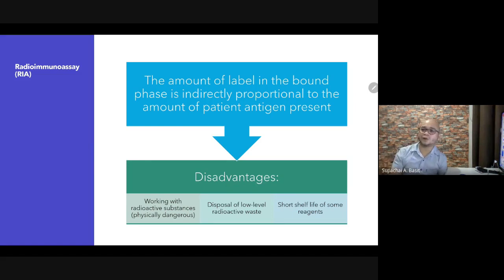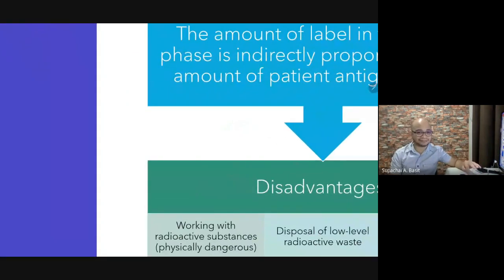Let's say, for example, the old television sets, not the TV monitors that we have nowadays. In the old days, they had TVs with picture tubes, and they emitted radioactive substances. But now we are using smart TVs, so fortunately, they don't emit radioactive substances anymore. Another disadvantage is the disposal of low-level radioactive waste, so you should have a mechanism on how to dispose of iodine-125. And of course, the short shelf life of some of the reagents. So these are the disadvantages of using radioimmunoassay.